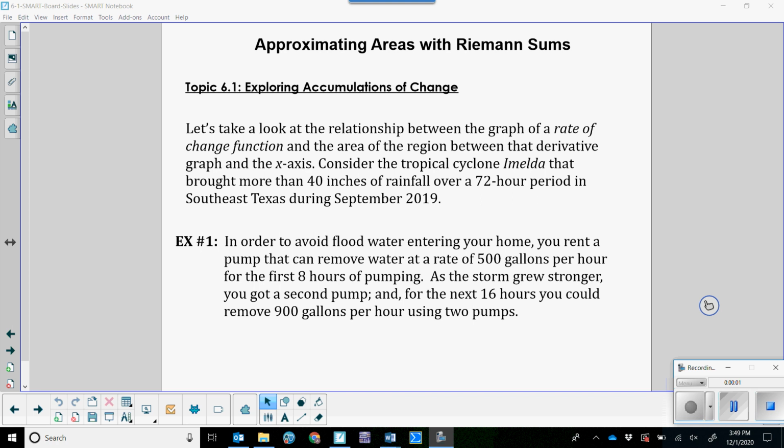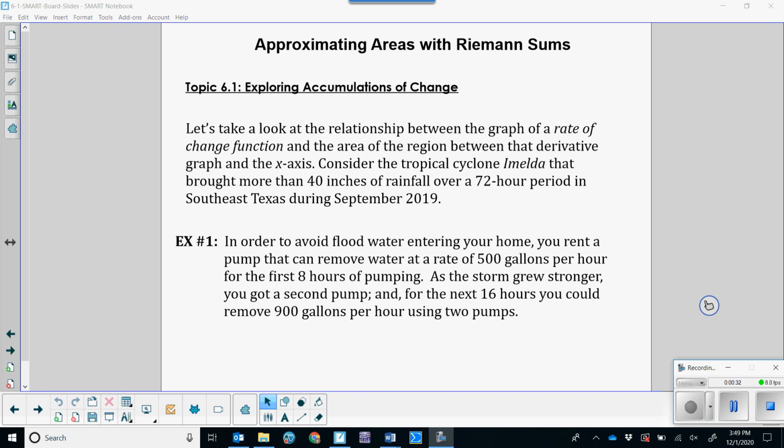We'll be beginning our look at integration. This is going to develop exactly what it means to do that. You've seen symbols and we've talked a little bit, but this will actually solidify that. We're going to look at the relationship between a rate of change function and the area between the derivative graph and the x-axis.